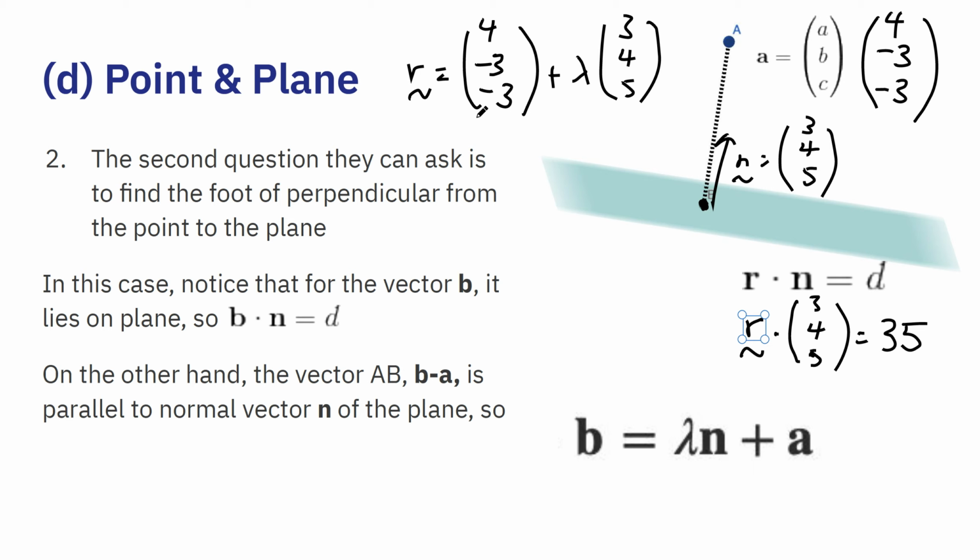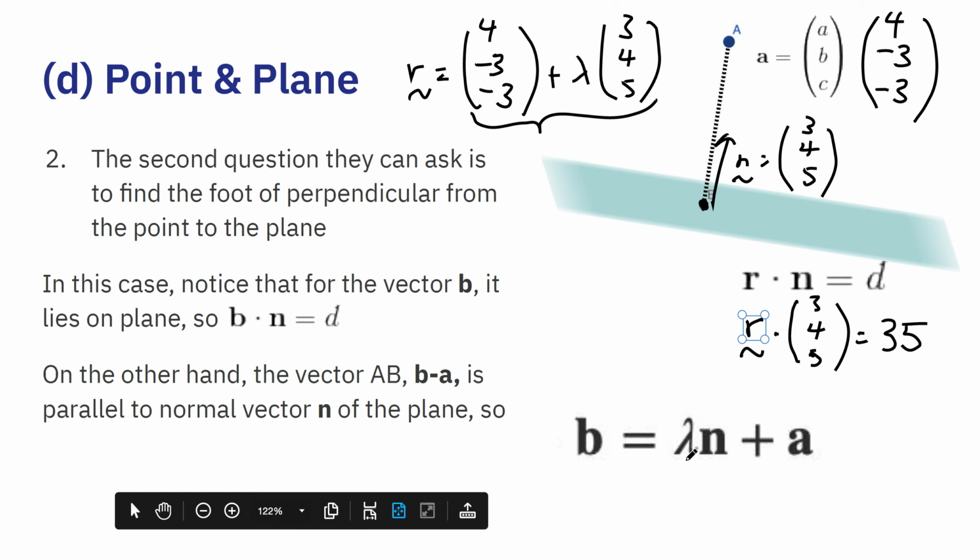So our point B has to be in this form over here. For convenience's sake, let's just use the same constant lambda again. Okay, so our point B is represented as lambda times our normal vector 3, 4, 5 plus 8.